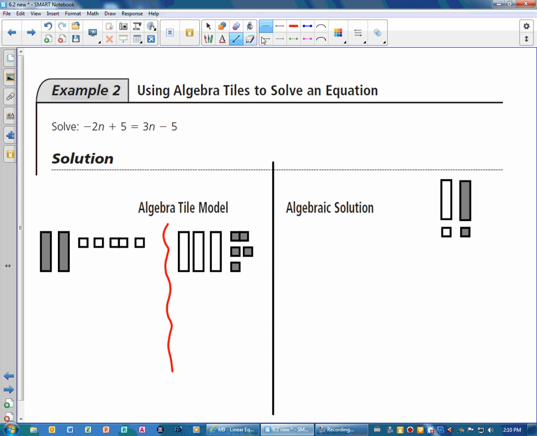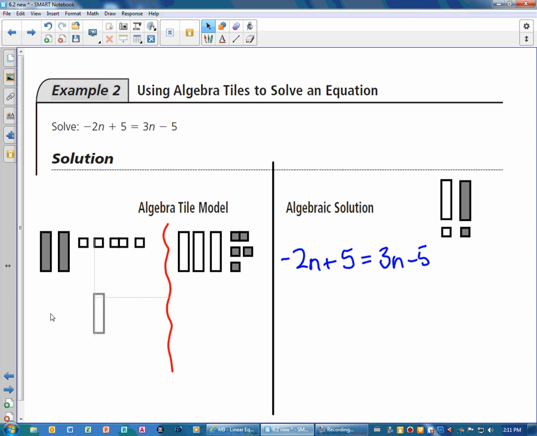Over here on the algebraic solution, I have negative 2n plus 5 is the same as 3n minus 5. Okay. Now remember, I have to isolate. I have to make sure that I only have rectangles on one side and I've got squares on the other. Okay? Let's get rid of these two guys. How can I get rid of 2 negative squares? I can't really take them away. I don't have them over here.